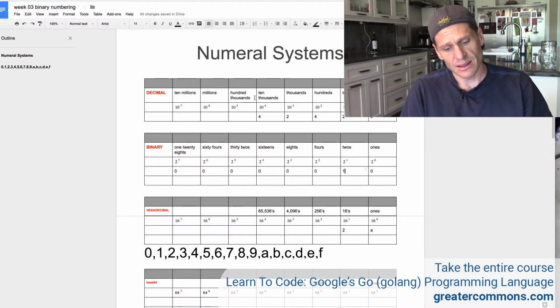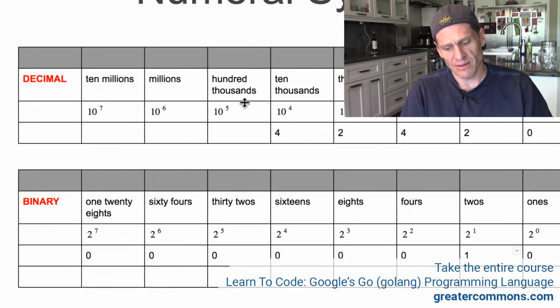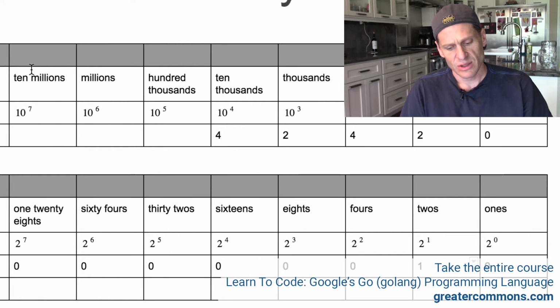Sweet. All right, so you have binary. Let me give you a little bit of a hands-on exercise. The hands-on exercise is I want you to write down the number 42 in binary. Pause this video and do that now, the number 42.